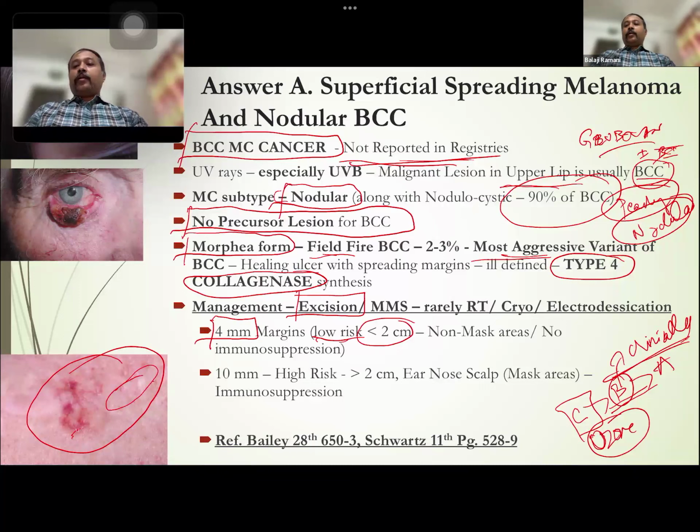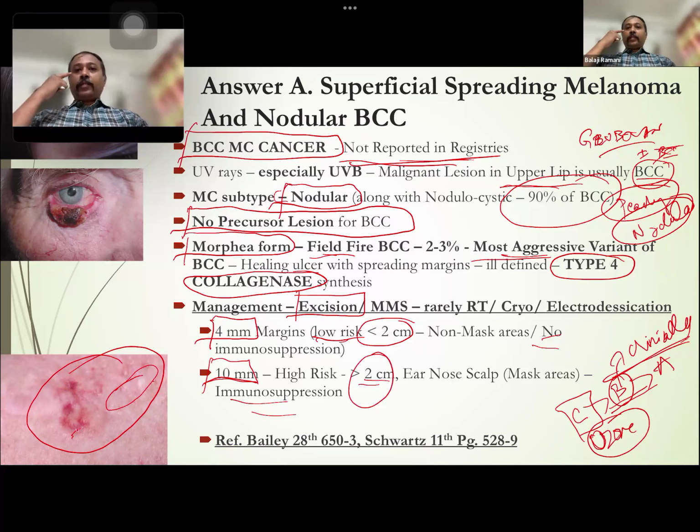Again, the mask areas and all that, I'll be teaching you about later. And there is no immunosuppression. So basically, whenever there is a low risk lesion, a 4 millimeter margin is going to be sufficient. Whereas a high risk lesion will require a 1 centimeter margin, which is more than 2 centimeters in the mask areas, in the head and neck and face, scalp, etc. Associated with immunosuppression, all this, when it is there, then you need a 2 centimeter excision.